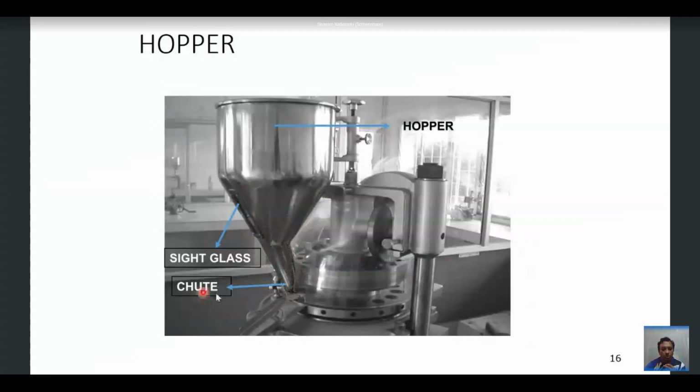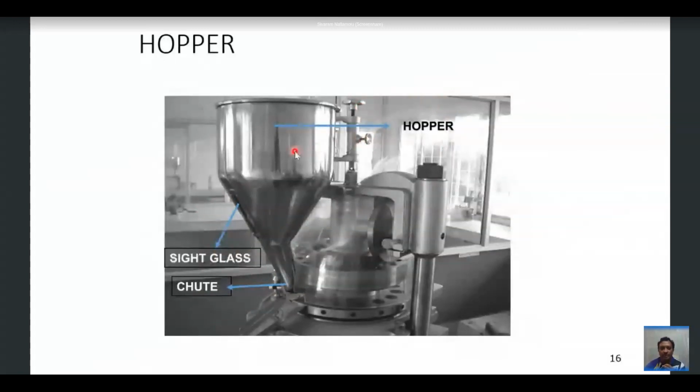And here you can see this glass window, which is known as a sight glass, to see how many granules are present in the hopper, or to know the quantity of granules remaining in the hopper. And can you see the screws over here? These two screws are mainly responsible for fixing the hopper.